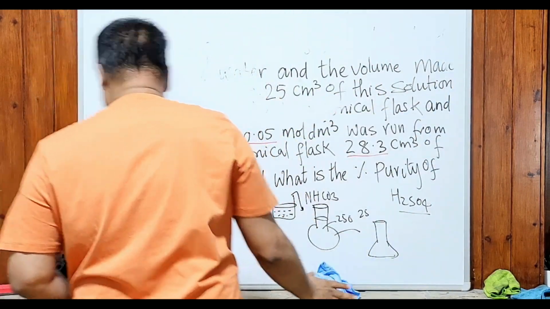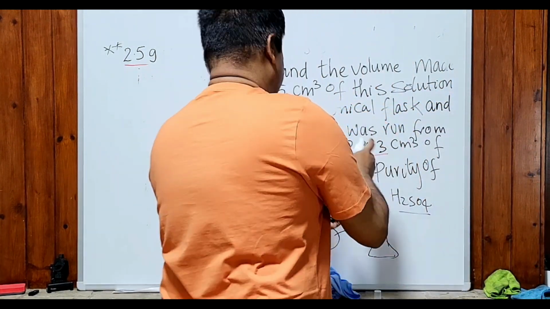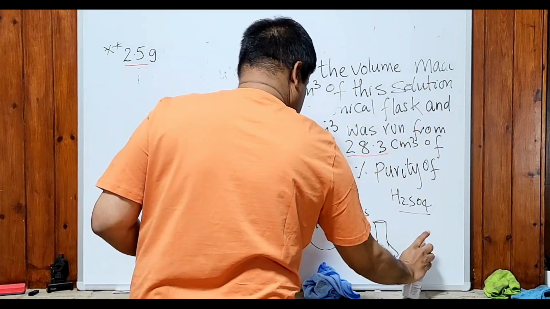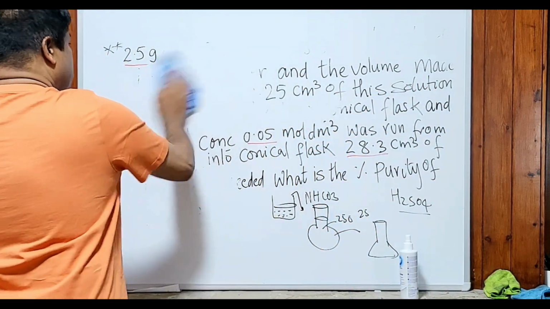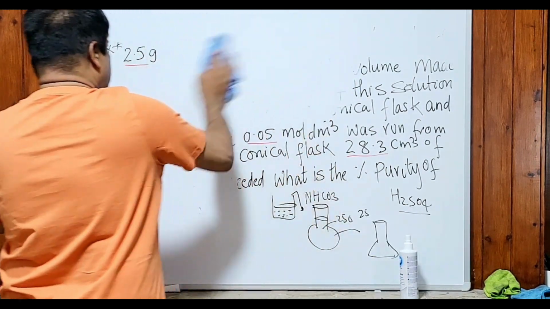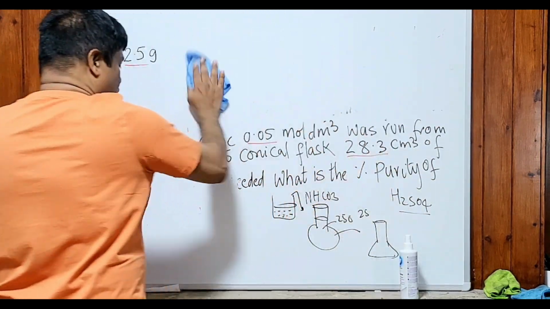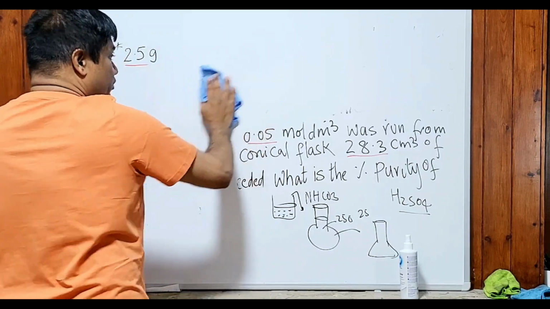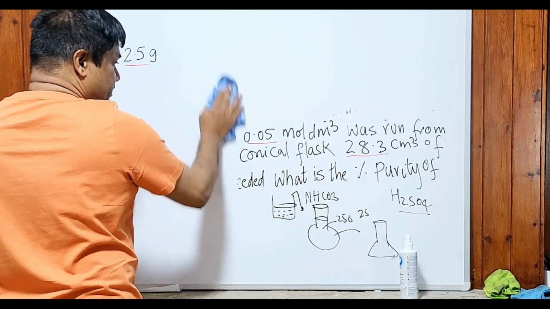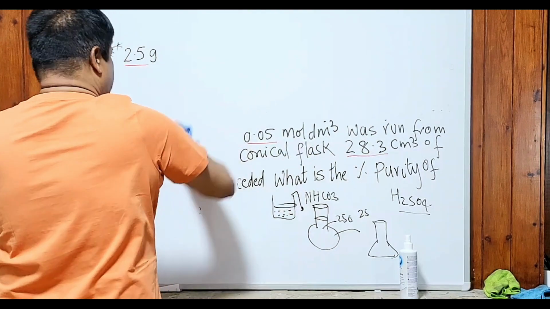Okay, guys. This is the impure mass of sodium hydrogen carbonate. I'm going to write one more time: the conc of sulfuric acid and the volume of the sulfuric acid, what we got at the end of the titration. Okay, look at the vol and conc.